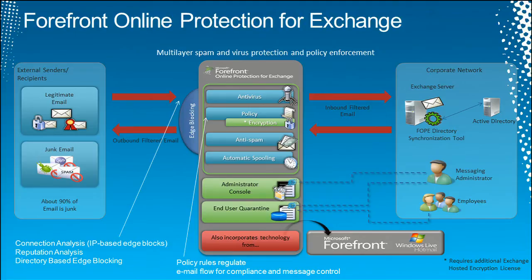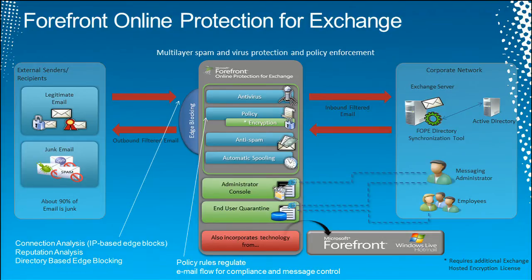We have reputation analysis, and we have directory-based edge blocking as well. So we can import a directory into FOPI, and you can decide to block mail or not block mail. Then it hits inside of FOPI. Once it's past our edge blocking, it gets the first top layer of the FOPI protection stack, which is the antivirus. We'll filter out any email, make sure it doesn't have any virus. We have different SLAs associated with each one of these as well.